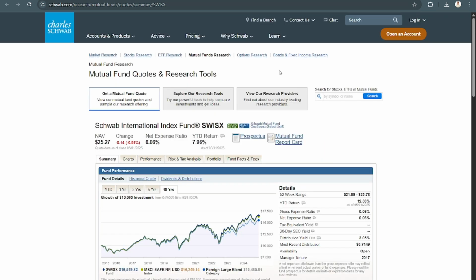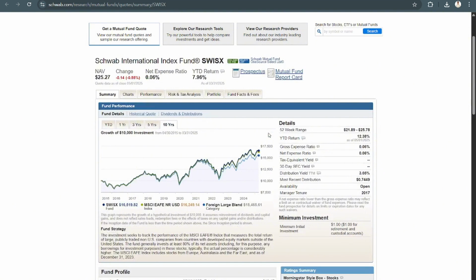And then next, we also have the Schwab International Index Fund. So this is the SWISX. So for this one, similar with the SWPPX, it has a minimum investment of $100, and it has an expense ratio of 0.06%. So as you can see here, the net expense ratio is 0.06%.